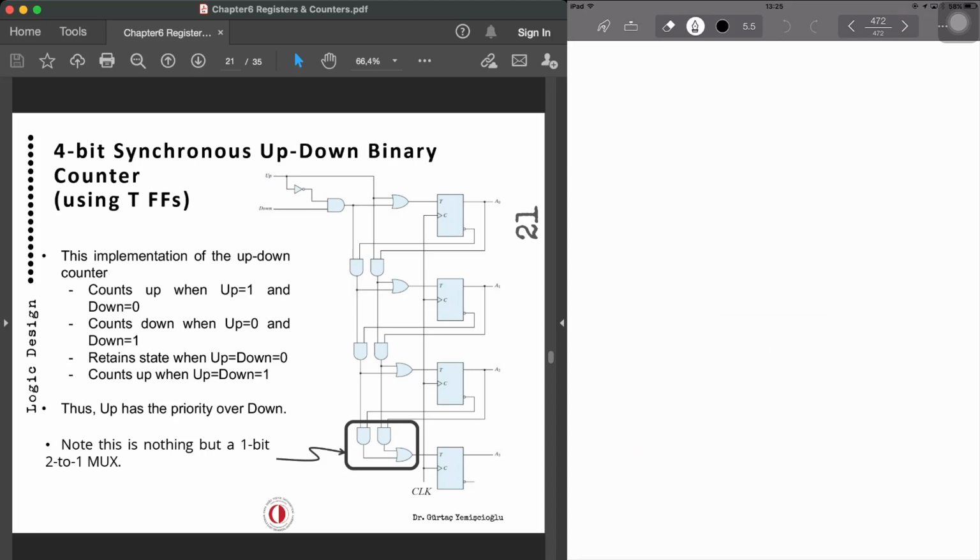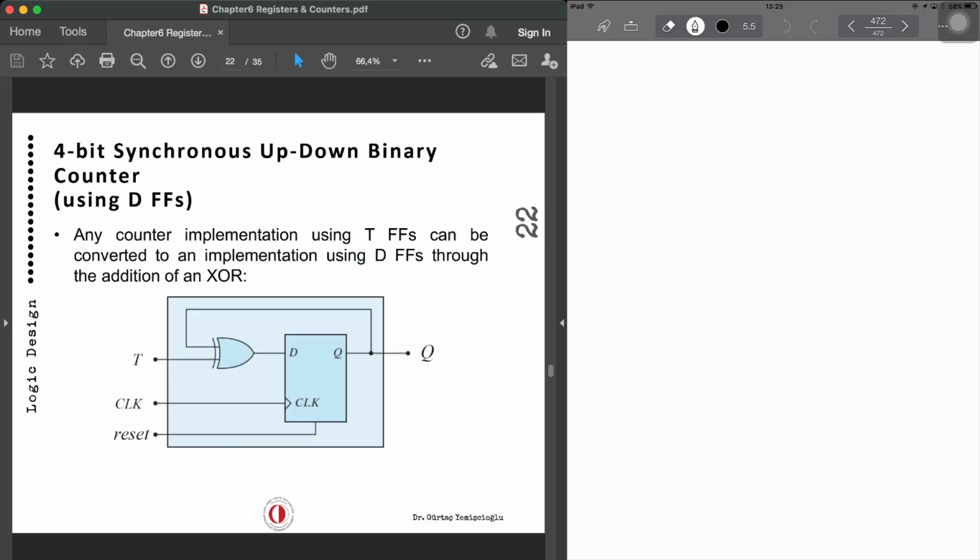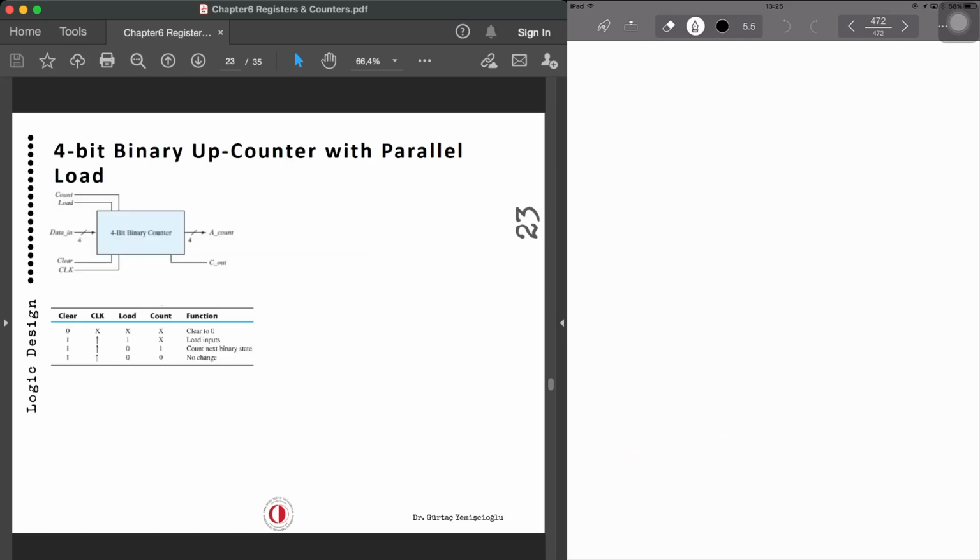What type of operations are we looking for? For example, we can add the clear, the clock, the load input, and the count, and we can use different operations. Like when clear is 0, we don't care about the clock. If it is an active low, then we don't care about the load, we don't care about the count. It's going to clear the count, okay? So clear the registers for the counter.